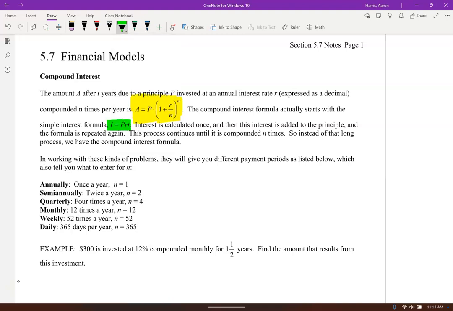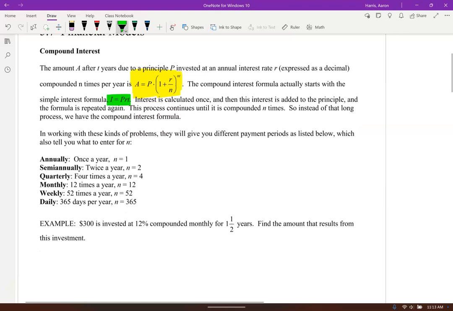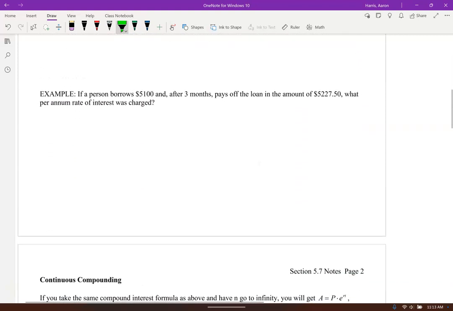This is our simple interest formula. Interest is the principal times the rate times the time. I'll talk about that one in yellow in just a second. This is when interest is just calculated once, and then the interest is added to the principal, and the formula is repeated again. In fact, let me do this first one here with simple interest.